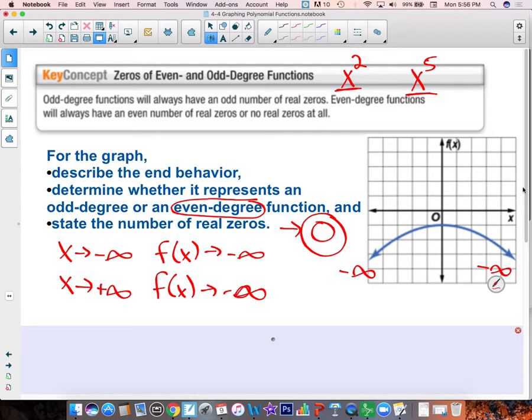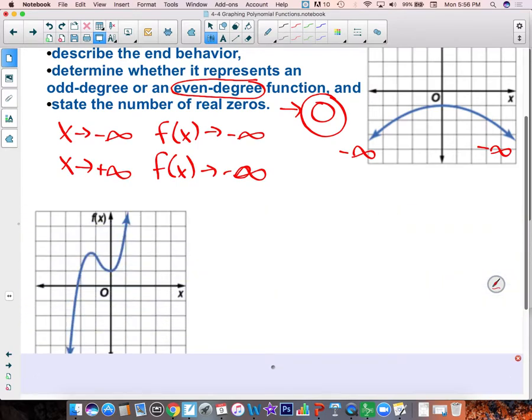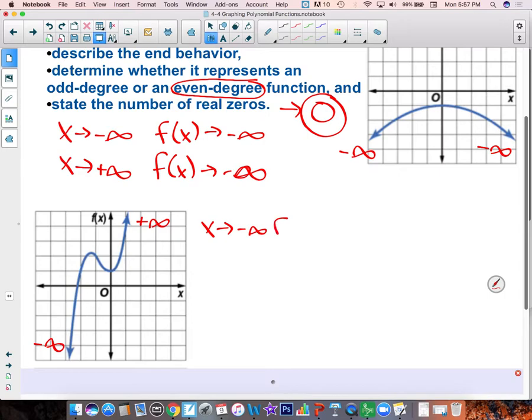Okay, and then let's look at this next one quick. These are the ones that are a little bit harder. Look at it for a little bit, and see if you can figure it out. First of all, to describe end behavior: on the left, negative infinity. On the right, positive infinity. So that means as x goes to negative infinity, f of x goes to negative infinity. And as x goes to positive infinity, f of x goes to positive infinity.